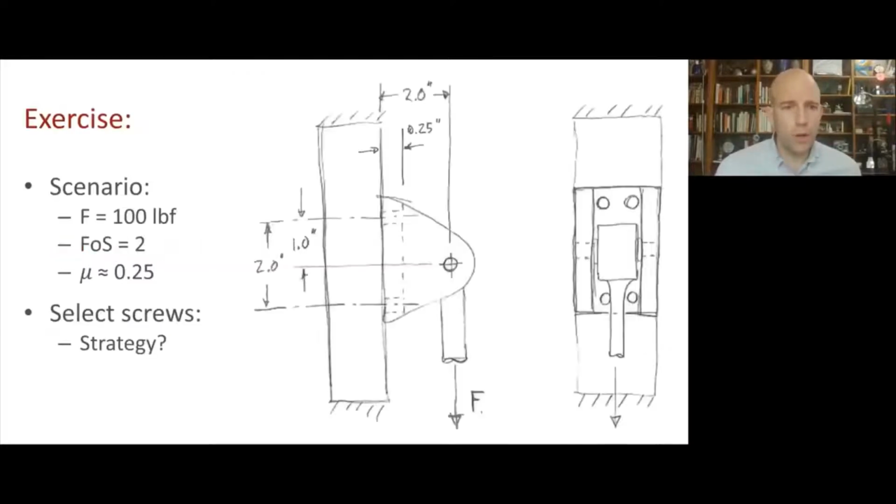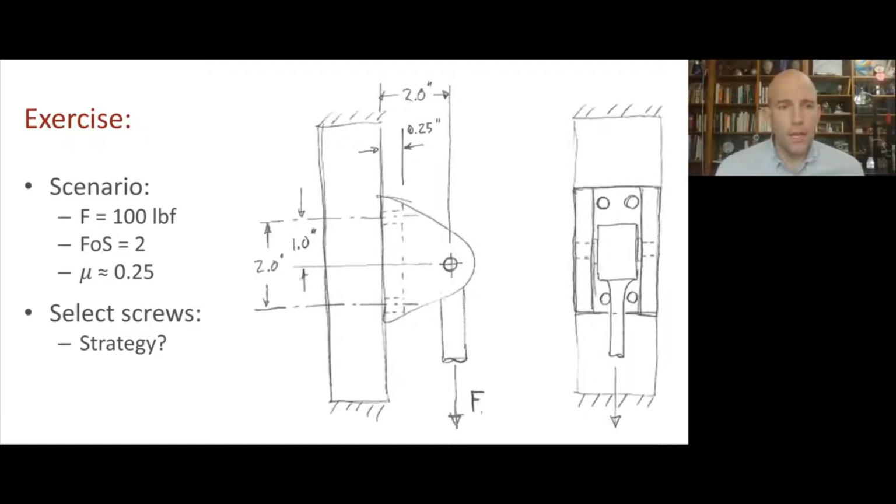So here's the scenario for our exercise. We've got this bracket that we've designed, and we've decided we want to put screws in these 4 locations here. We've got the side view and the front view of this bracket. There's some sort of hinge here, and there's some arm connected to that hinge, and there will be a downwards force of value F applied to that arm. And then this bracket is going to be mounted through those screws to this wall.